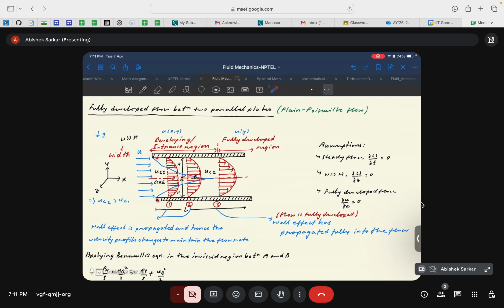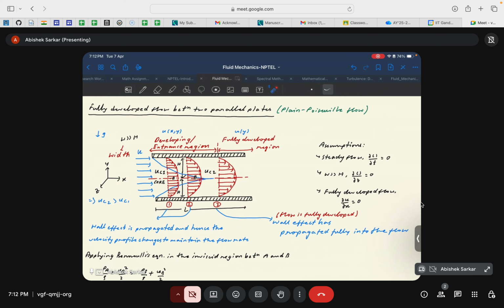Both the upper plate and the bottom plate will generate a boundary layer, and they will develop for a certain period and then converge at a point. Beyond that point, we say that the flow is fully developed. Up to the point at which the two boundary layers have merged, we have the entrance region. From the start of the plate up to where the boundary layers have completely merged, we call that the developing region, and beyond that we have the fully developed region, the region of our current interest.